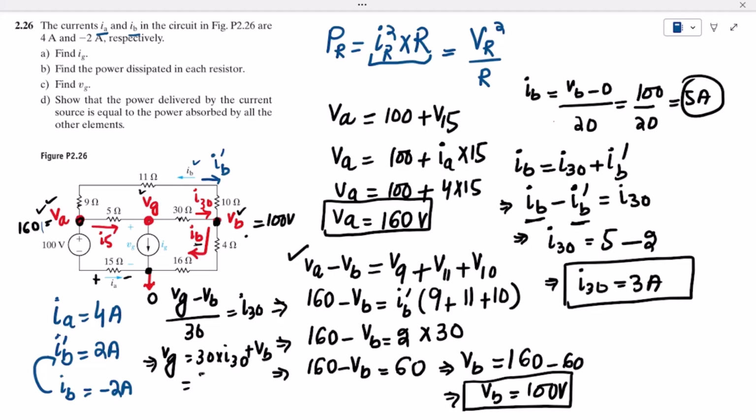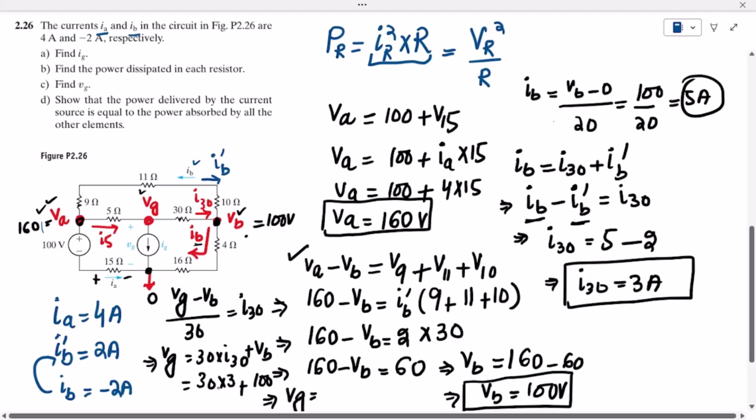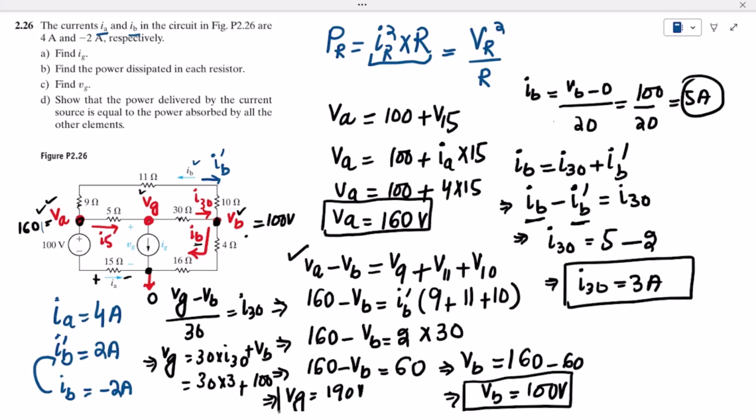So 30 multiplied by I30 is 3, plus VB, so VB is 100. So the value of VG is now what? Let me calculate it. So this is 90 plus 100, that is 190 volts. So the value of VG is 190 volts. Now when this voltage is known, we need to find out the current, which is IG.